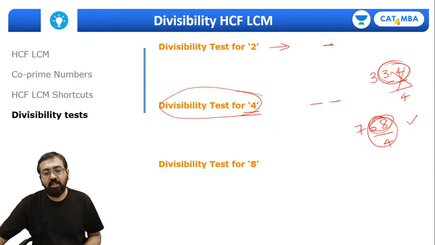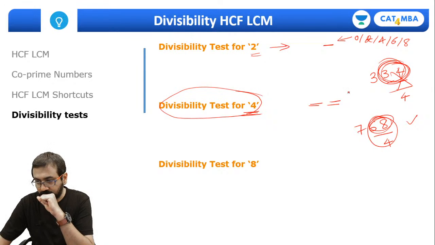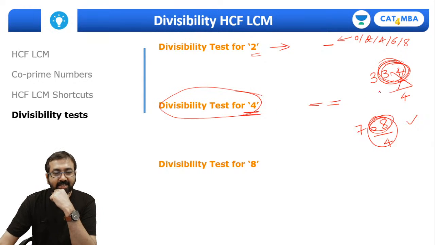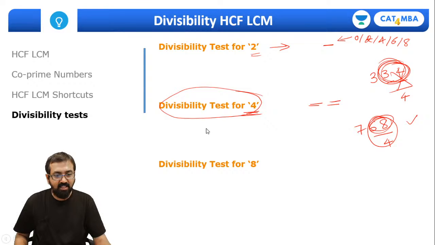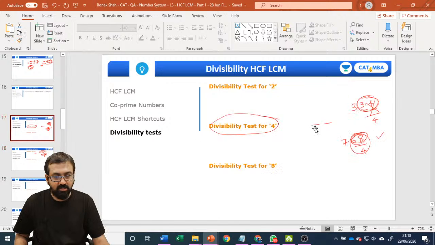What is the test for 2? Check the last digit. If the last digit is 0, 2, 4, 6, 8, some even digit, then it will be divisible by 2. Of course, it's very simple. For 4, we check the last two digits of the number. For example, this one, 334, whether it's divisible by 4 or not. So we check 34, whether 34 is divisible by 4 or not. Okay, so you didn't get any answer for that. Fine. So let me explain this, everyone. Let's look at that part now.